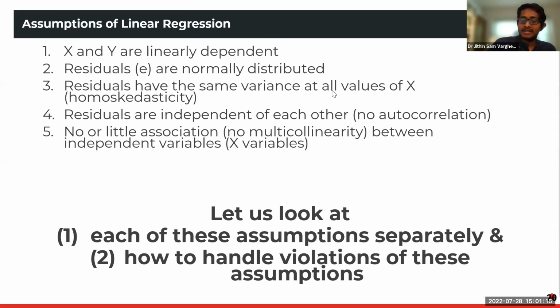Residuals have the same variance at all values of x, a property known as homoscedasticity. It's a mouthful, but it's a fancy way of saying that they have the same variance. Residuals are independent of each other, that is, there is no autocorrelation, another statistical term. And finally, there is no or little association, no multicollinearity, between the independent variables, which are your x variables. Now, we will take a look at each of these assumptions separately and how to handle violations of these assumptions.